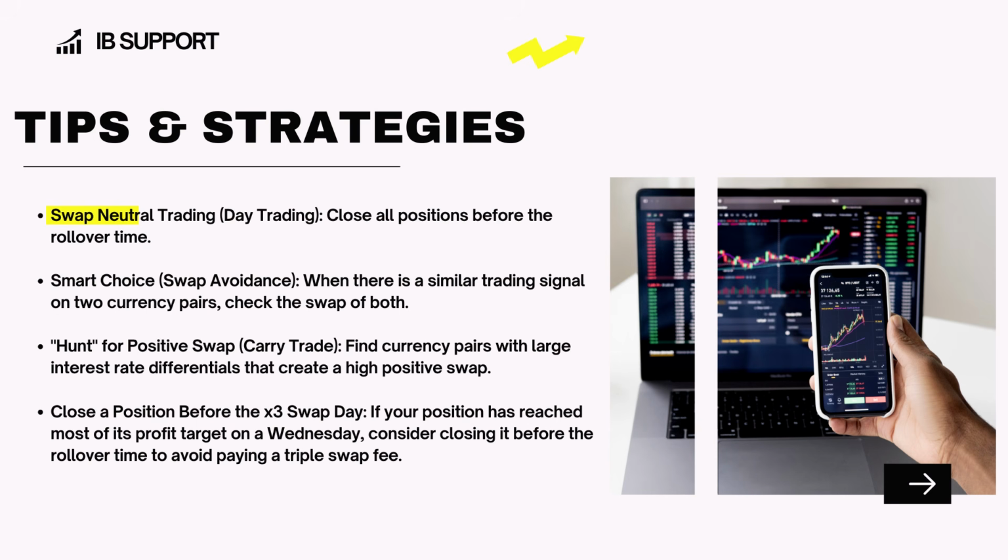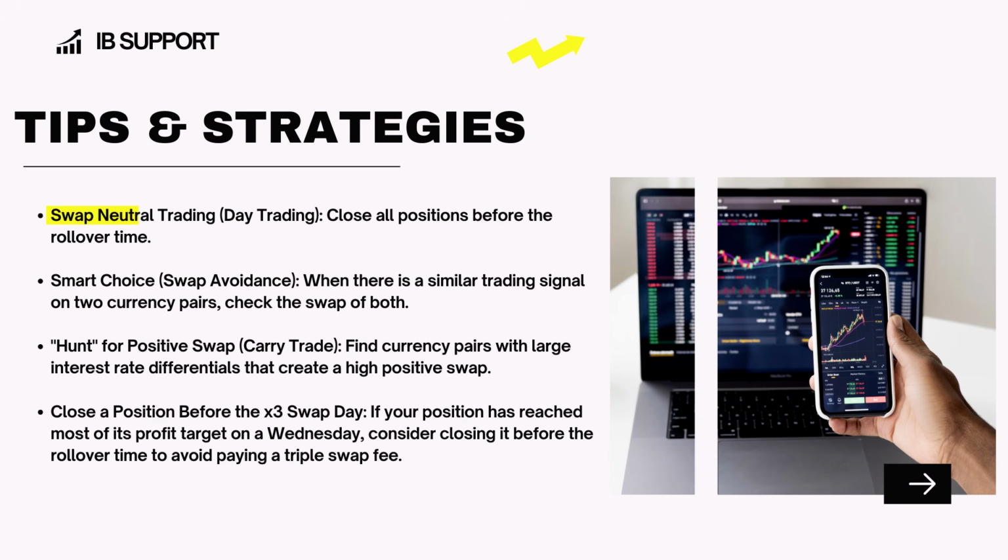After that is positive swap, where you look for currency pairs with large interest rate differentials to generate a high positive swap. However, you should be cautious with this strategy, as exchange rate fluctuations can easily wipe out any profits from the swap. Finally, you should close before the triple swap day, because the swap fee is tripled on a specific day of the week to compensate for the weekend. If your order has reached most of its profit target before this triple swap day, consider closing the position to avoid paying the tripled fee.